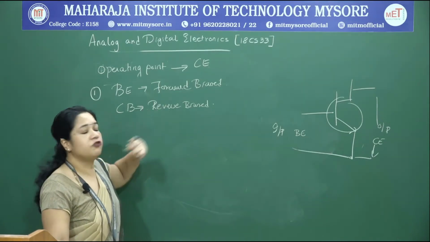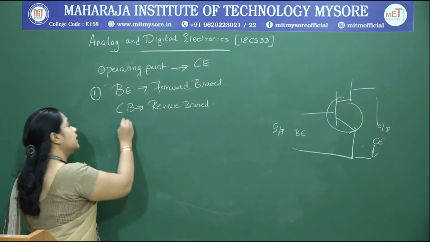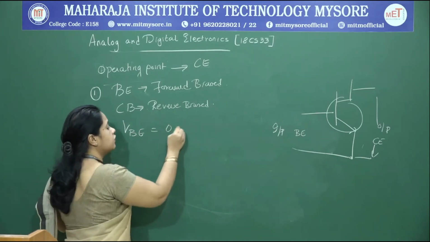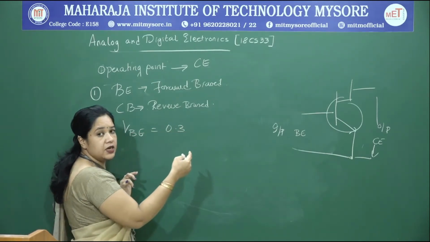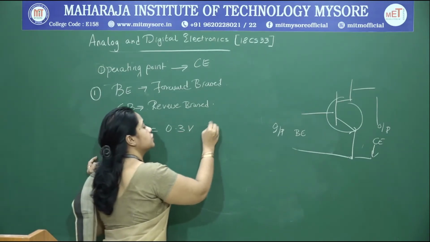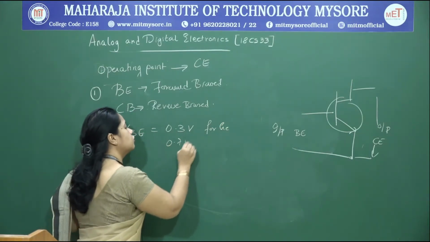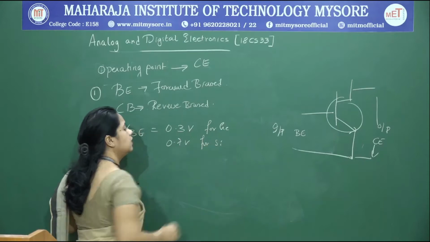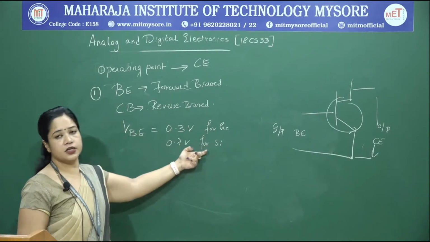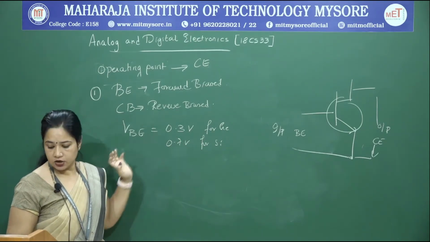So in order to keep your base emitter junction forward biased, you should see to it that the voltage is greater than the cut-in voltage. The cut-in voltage is 0.3 volts for a germanium transistor and 0.7 volts for a silicon transistor. So you should always see to it that the base emitter voltage is greater than 0.3 volts for germanium and greater than 0.7 volts for your silicon transistor.